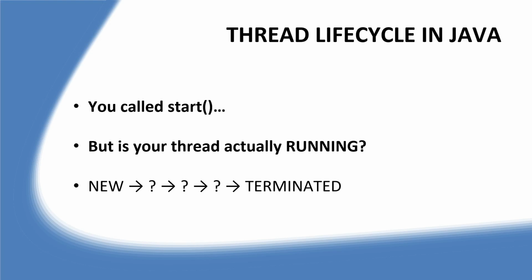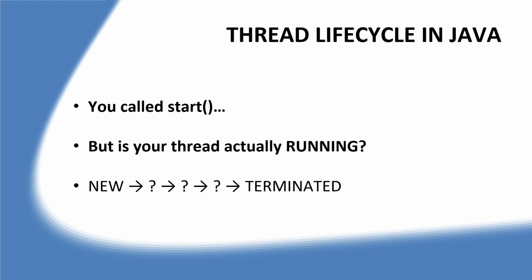Now let's get started. So you created a thread and called a start method. So the thread must be running immediately, right? Not necessarily. A thread can be ready to run, waiting for another thread, or blocked while trying to acquire a lock, sleeping for a specific amount of time, or already finished.